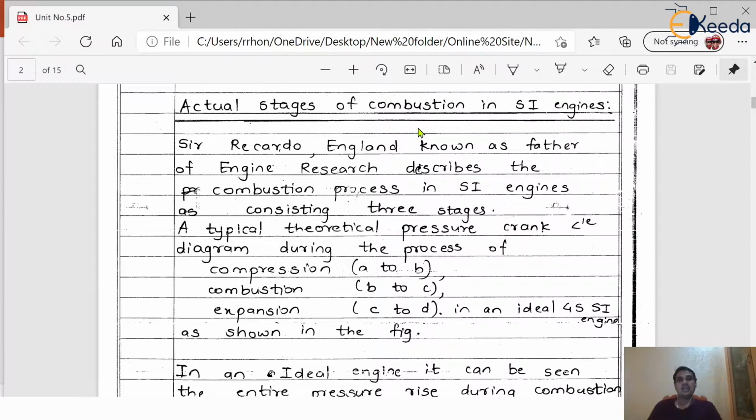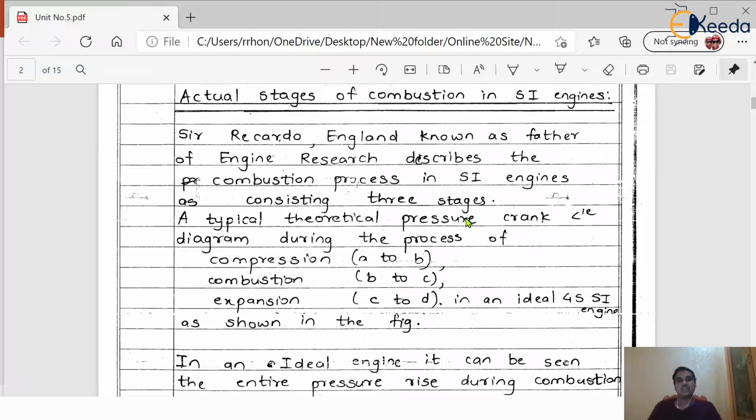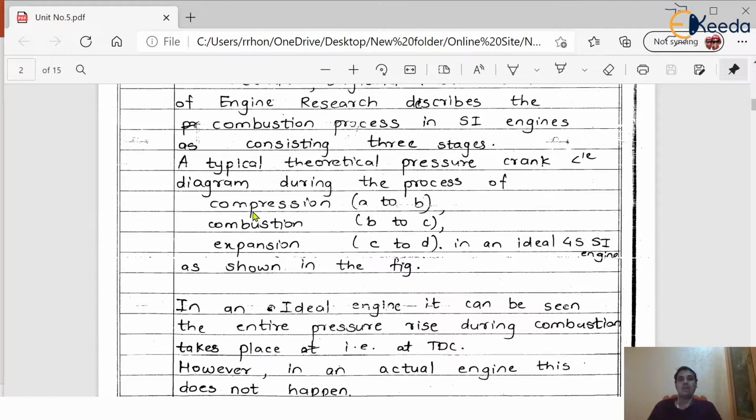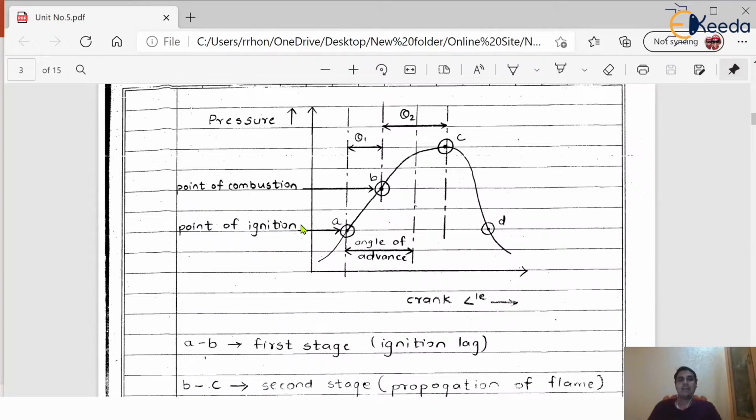Okay. So basically, these stages of combustion were invented by Sir Ricardo of England, who is known as the father of engine research, who describes the combustion process in SI engines as consisting of three stages. So there will be three stages of combustion in the case of SI engine. With the help of this diagram of pressure versus crank angle, we are going to discuss the stages of combustion in the case of SI engine.